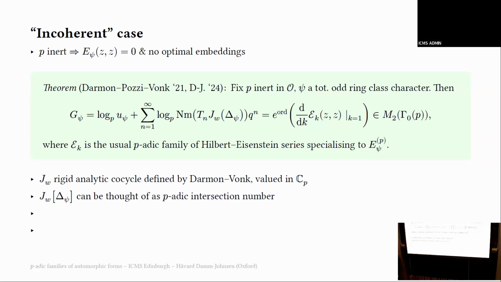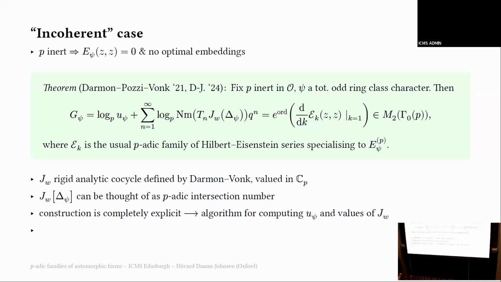Another point of view is that these JW evaluated at the delta psi can be thought of as some kind of p-adic intersection number. So it's some kind of Darmon-style intersection number on H_p cross H. And this construction is completely explicit, and so you can use it to give an algorithm for computing values of this JW and the Gross-Stark unit.